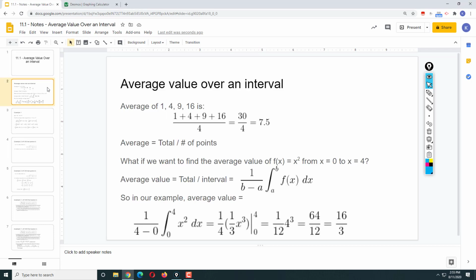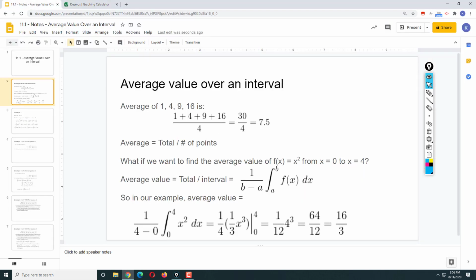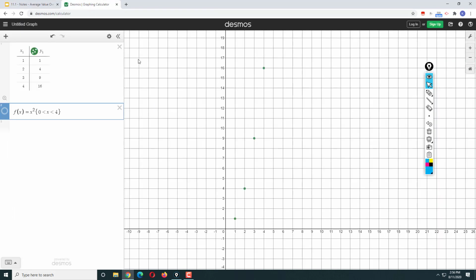We know how to find averages of points. If we have 4 points, 1, 4, 9, and 16, the average, well, we add them up, 1 plus 4 plus 9 plus 16, that's 30. We divide by how many points we have, which is 4. 30 divided by 4 is 7.5. That's finding the average of points.